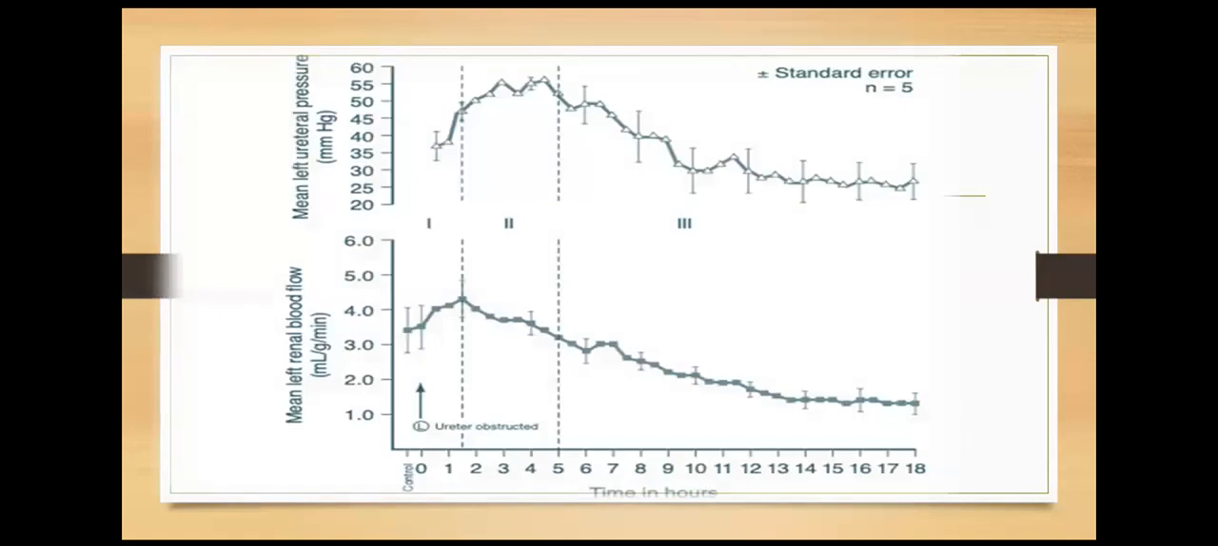This is the first slide, or rather graphs, a graphical representation in unilateral ureteric obstruction. Here, the first one on top shows us the mean left ureteral pressures. The one at the bottom shows us the mean left renal blood flow changes. And this is now in a unilateral obstructed ureteric system. And this is the triphasic response they speak about. What it shows us there is that from 0 to about 90 minutes, you get this rise in your renal blood flow and in your ureteric pressures.